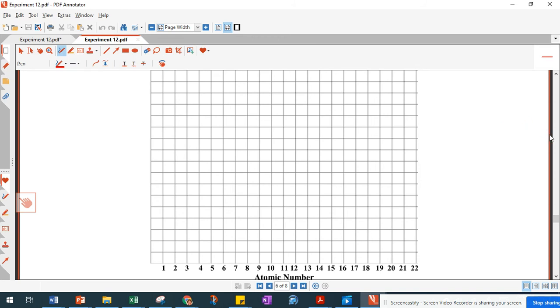When you're done plotting the data, make sure you connect the points. It's going to look kind of jagged, as you saw with the radius, so don't be surprised by that. And then you do not want to connect the points on either end to 0, for example. So you just want to connect the points starting with what you have at 3 all the way up to what you have at 22.